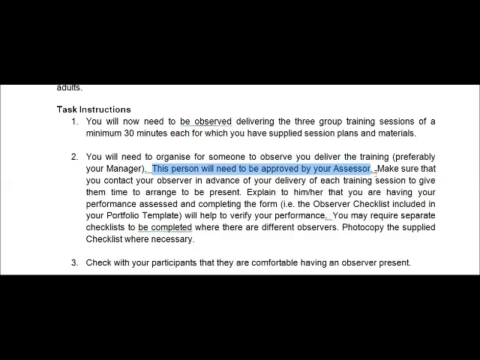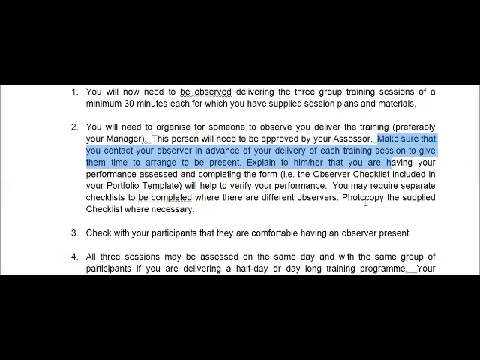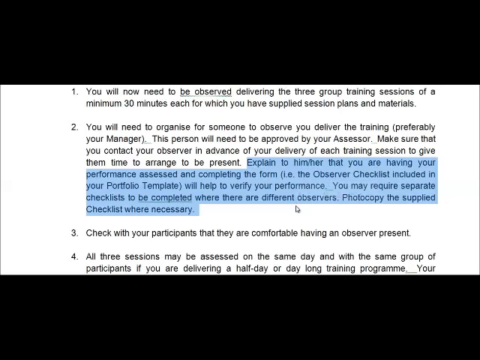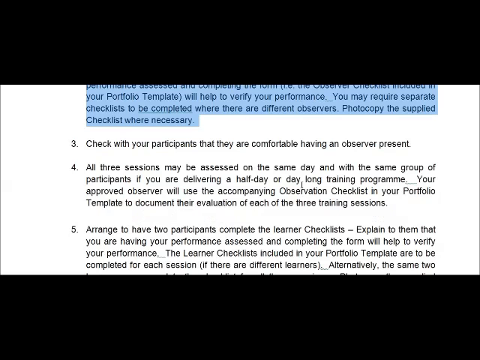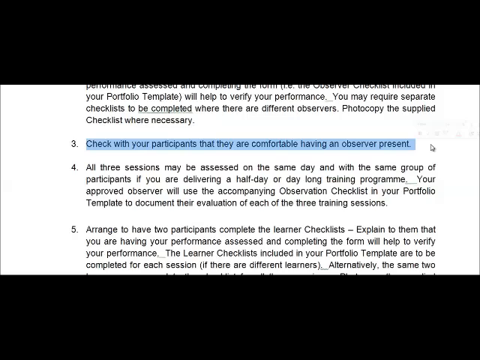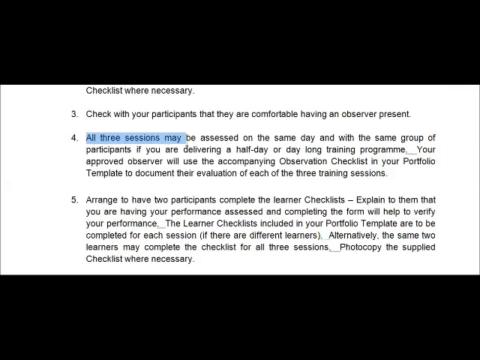Alright. Make sure that you contact your observer well in advance to give them time to arrange to be present. Alright, so just a few things here that you need to familiarise yourself with, so read through those. Explain to him or her you're having your performance assessed. Alright, they need to complete that observation form. It's a good idea to check with your participants to make sure they're comfortable having an observer present. All 3 sessions may be assessed on the same day and with the same group of participants if you're delivering a half-day or day-long program.